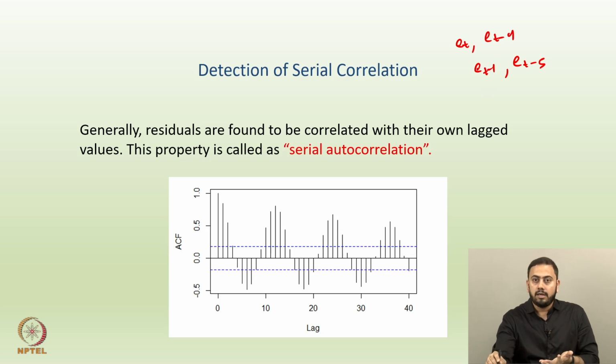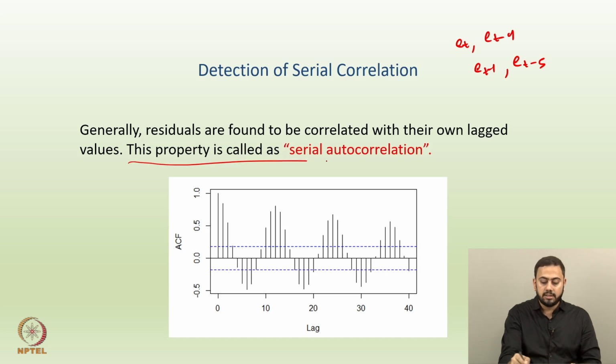Okay. And if you remember, the assumption is that the Et's are independent. So, there should not be any correlation essentially, right. But if they are displaying some correlation, then you have some problem with the assumption. Okay. And this correlation is called serial autocorrelation. Okay. So, this property is called serial autocorrelation of the residuals. Okay. So, here the best way to detect this is to draw the ACF plot. So, ACF plot is the autocorrelation function.